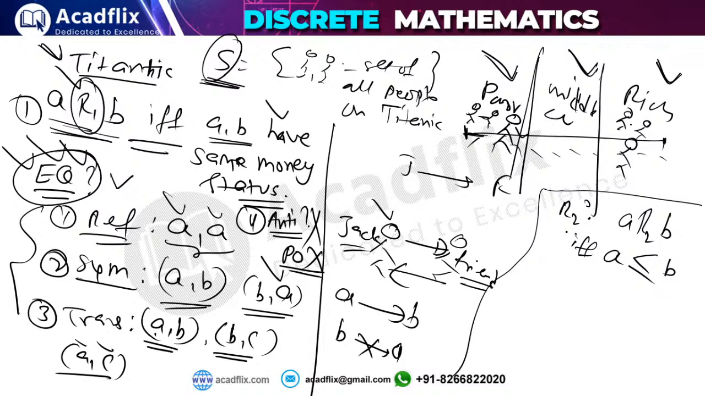Remember, this and this are different. This is the R1 relation and this is the R2 relation. Both are different, you check it out. This R2 relation says that A is related to B if and only if the money status of A is less than or equal to the money status of B. Tell me, what is it? Is it a partial order relation? Is it an equivalence relation? Tell me what R2 is.